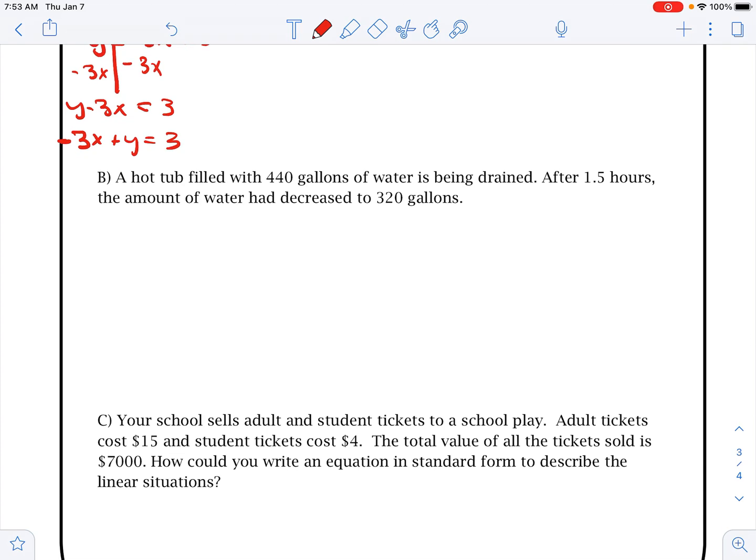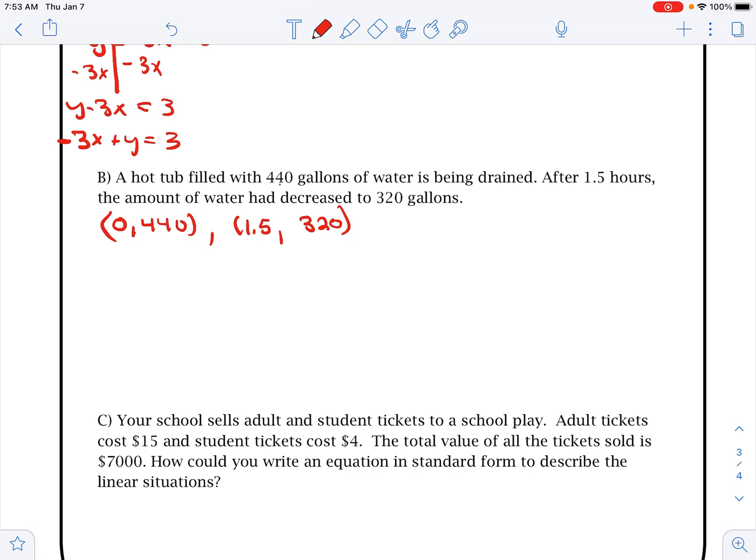Next thing, a hot tub filled with 440 gallons of water is being drained. After 1.5 hours, the amount of water has decreased to 320 gallons. They don't give us that it's decreasing by such amount. It doesn't give that to us. But what it does is it says it starts. So after 0 hours, there's 440 gallons in there, and after 1.5 hours, there's 320 gallons.